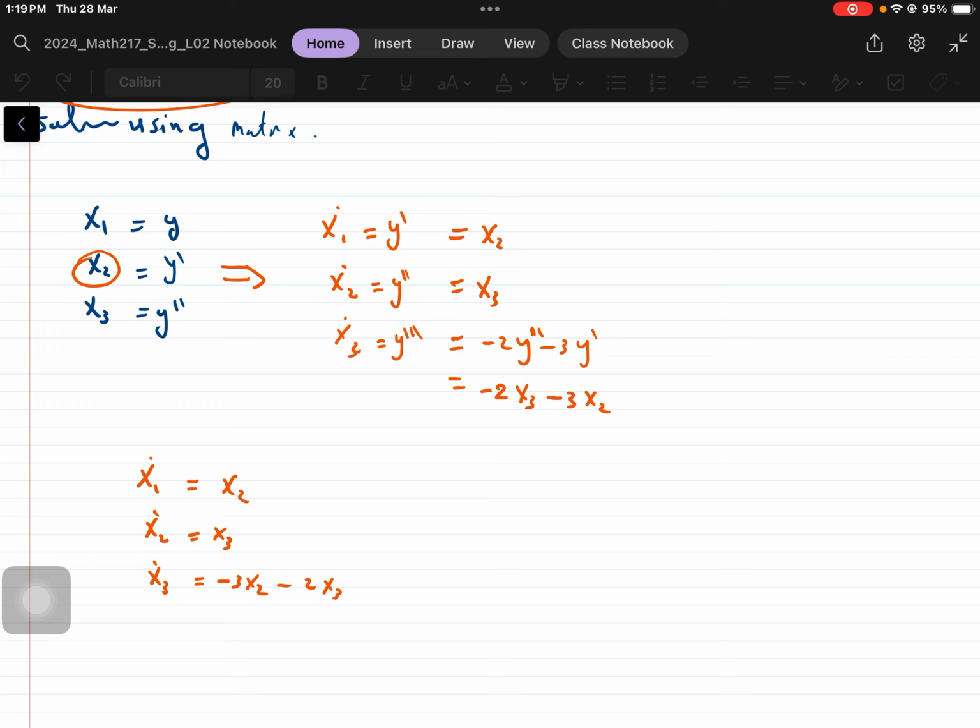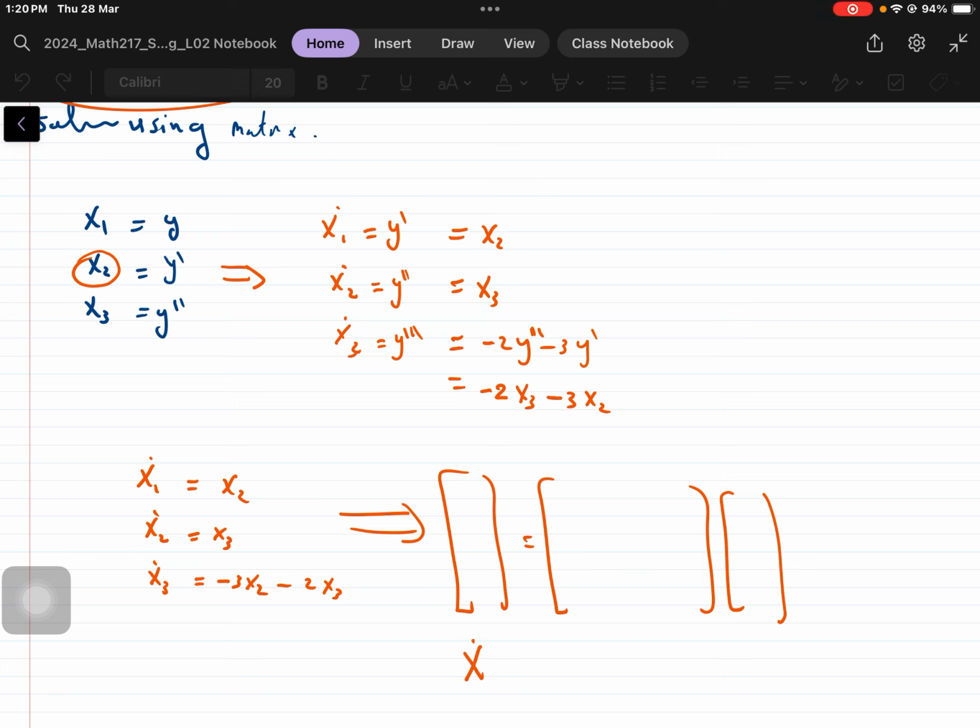Now, we need to build this into matrices. Matrices is always like this. We need to convert it into something equal something times something. We call this x dot, x, and this is A. So what is x dot? We list all the states we have here, and these are the states. So this is x, and this is x dot.